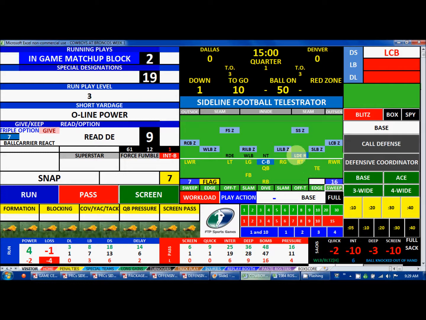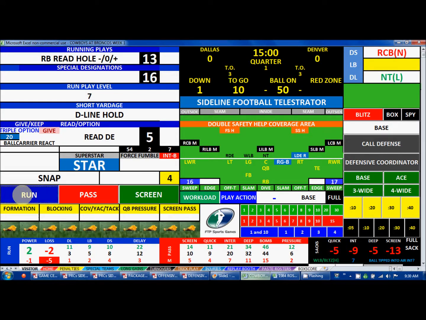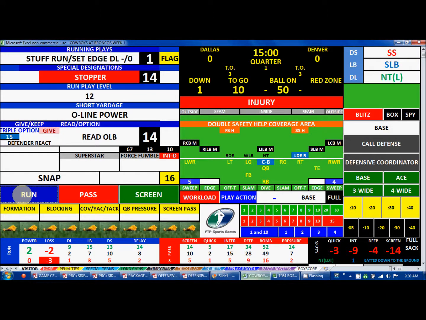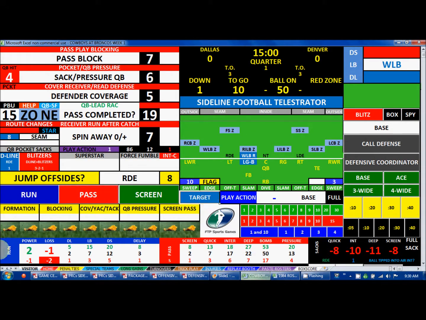Directly beneath that, we have a pretty important section of the Sideline Football Telestrator. When you choose the game to determine who the workload running back is or the target is on a specific pass play, instead of referring to the play result card to see what that color is to determine who the player is, this tells you right here. Green, blue, yellow, red, and white. Those are all the workload, or in a passing play that changes to target.